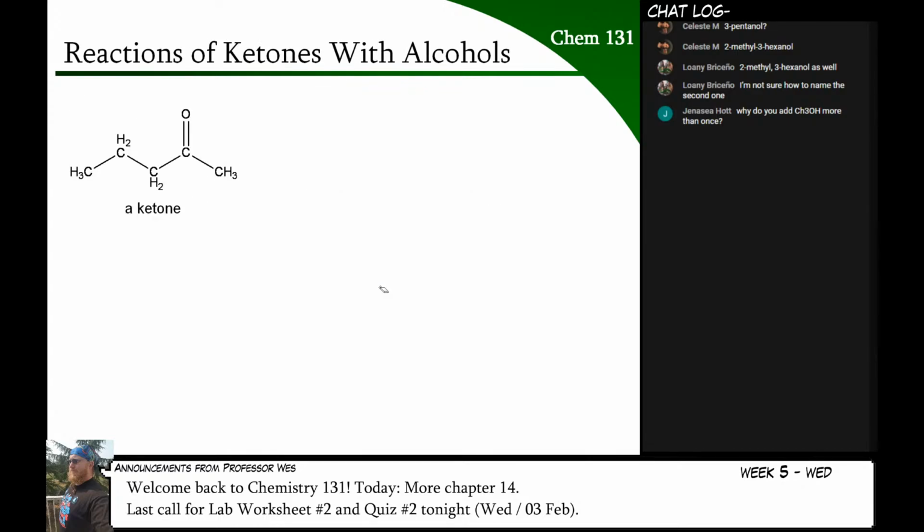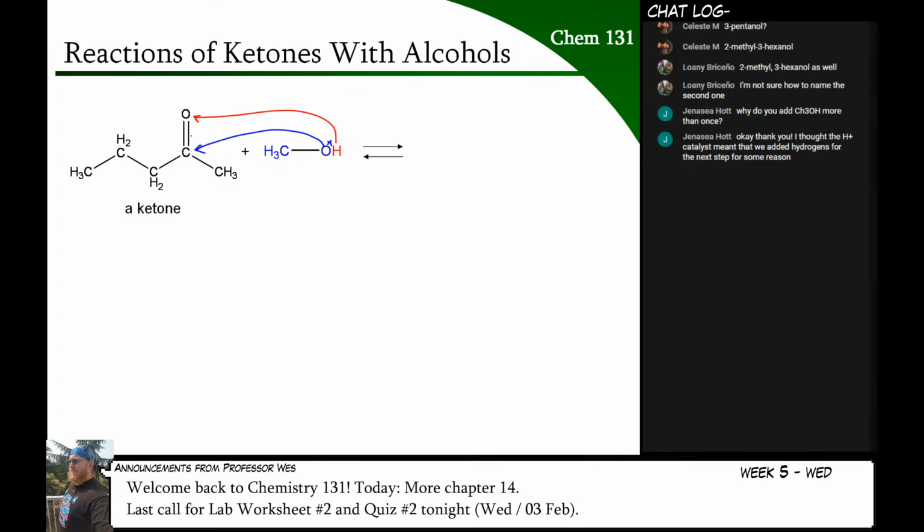So let's do an example here. Here's my ketone. This is 2-pentanone. And I'm going to add methanol to it because we just add simple alcohols. And so we're going to do the exact same thing. So we're going to add the H to the top there, and then we're going to add the rest of it to the bottom.